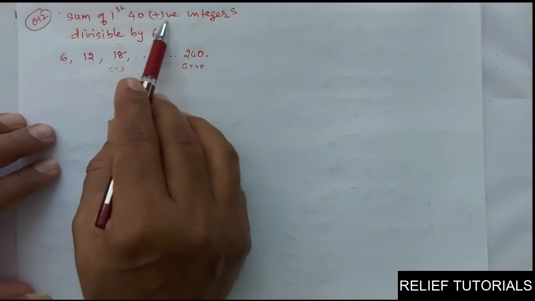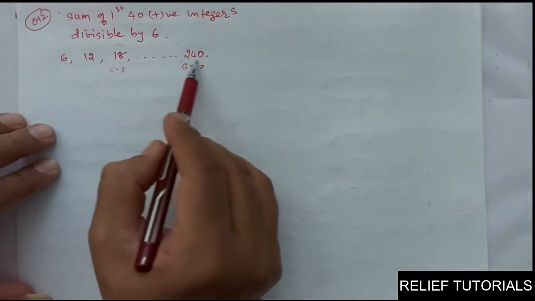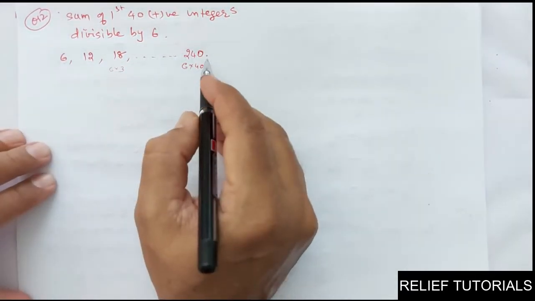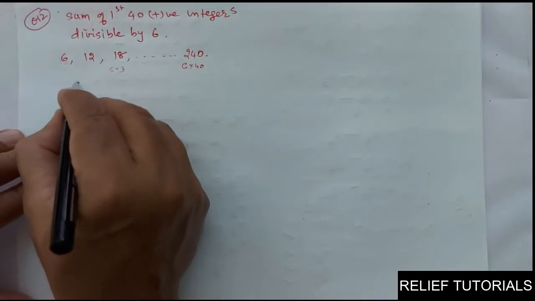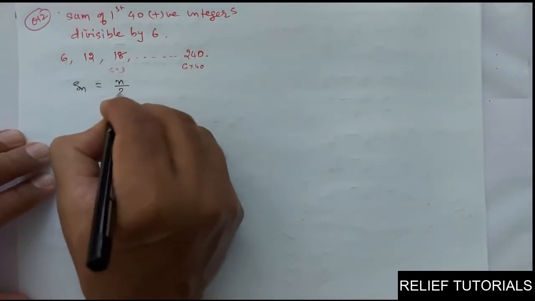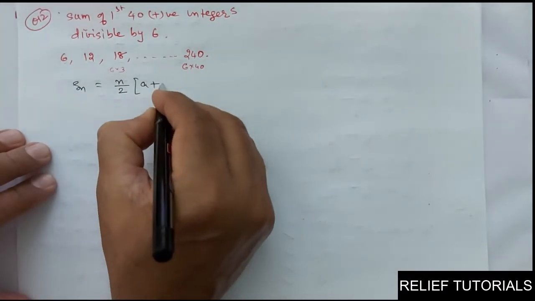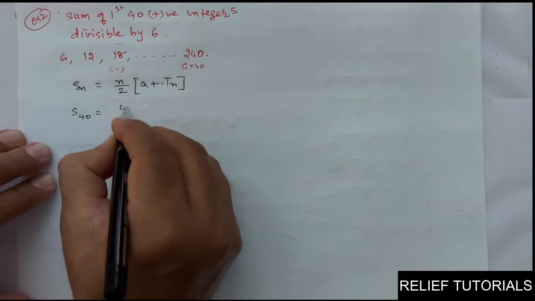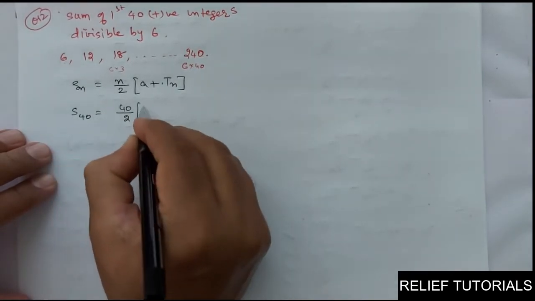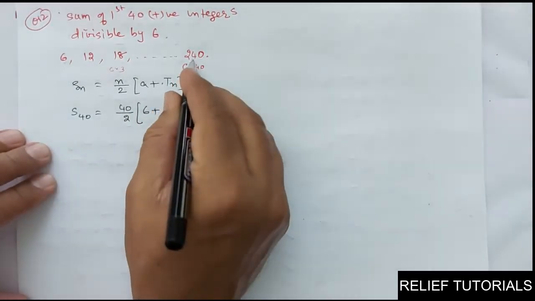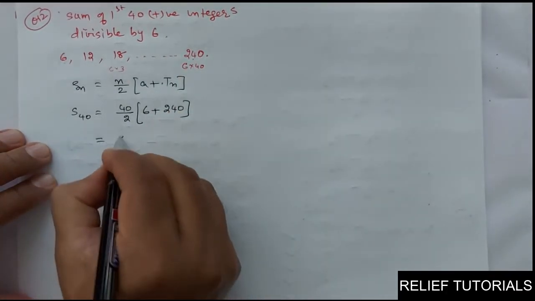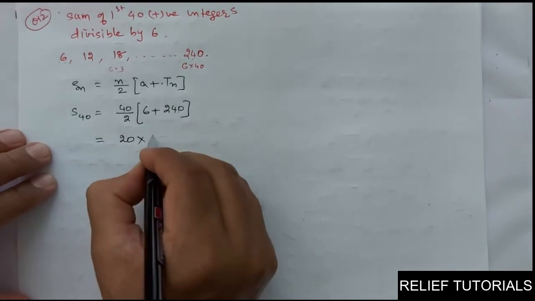So now you have to find the sum of these 40 integers divisible by 6. So all these are the integers divisible by 6. Now you have to find the sum of 40. So you use the formula Sn is equal to n by 2 into a plus l, that is Tn. So S40, you write 40 upon 2. First term is 6. 40th term is T40. T40 is 240. This is 20 into 240 plus 6.